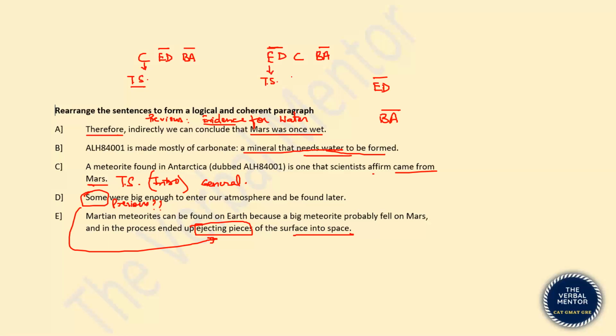But look at the construction, look at the logical transition of ideas, the grammatical transition of ideas. If ED tell you that some meteorites were big enough to enter our atmosphere and be found later, a meteorite found in Antarctica is one. Shouldn't C use some pronoun such as such a meteorite, referring to the group of meteorites that can enter atmosphere and be found later? So one such meteorite found in Antarctica is one that scientists affirm came from Mars. So placing C here is grammatically inconsistent.